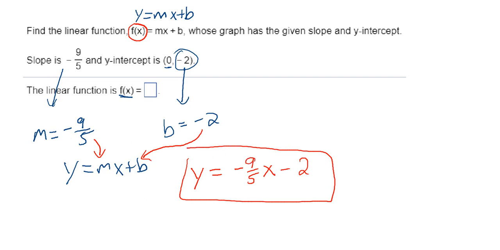And that's all there is to that problem. For MyMathLab, you're just going to type this part into the box. Right? So that's what you would type in here. It already has the y equals part on the screen. All right, so that's the first kind of problem that you'll come across.